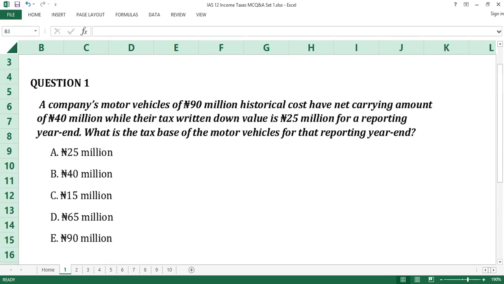A company's motor vehicles of 90 million naira residual cost have a net carrying amount of 40 million, while their tax written-down value is 25 million naira for the reporting year end. What is the tax base of the motor vehicles for that reporting year end? A, 25 million naira. B, 40 million naira. C, 50 million naira. D, 65 million naira. E, 90 million naira. Your time counts.